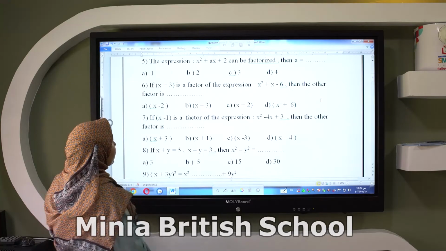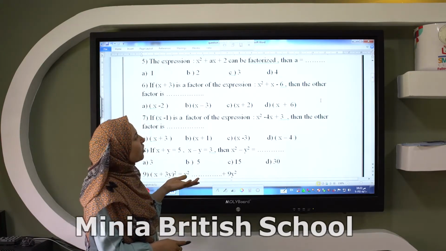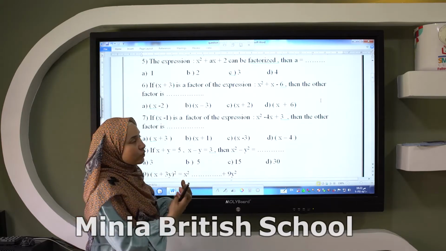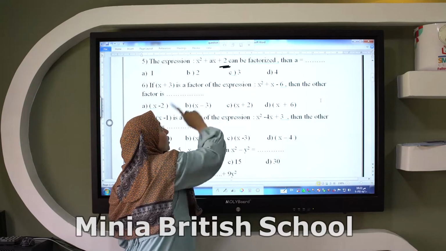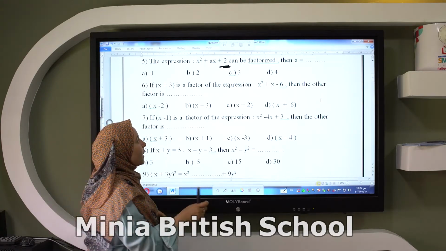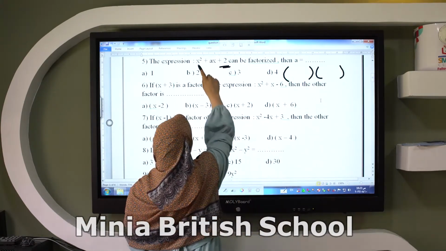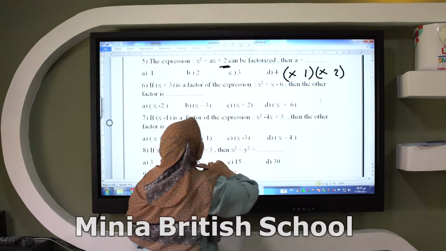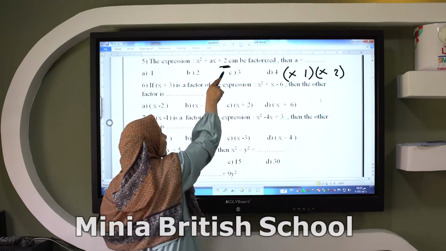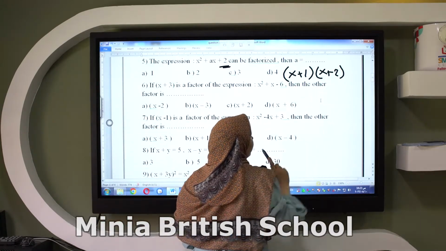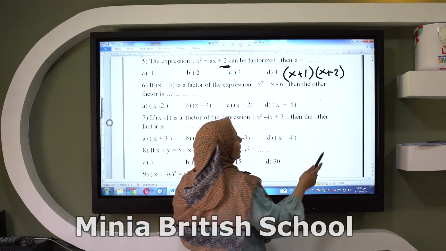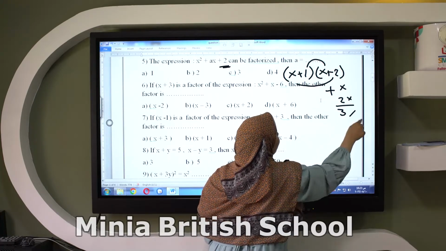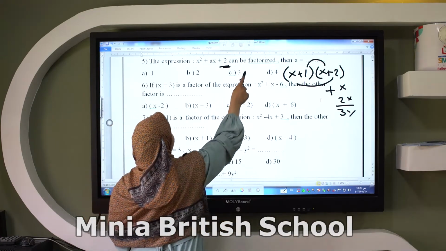Number 5, the expression x power 2 plus ax plus 2 can be factorized. Then a equals what? Now I need to find two numbers whose product equals 2 and whose sum equals what? Factorize x power 2 into x and x, and also factorize 2 into 2 times 1 only. The sign of the last term is positive, so I will take the same sign of the middle term, positive. The middle term equals the sum of the product of extremes and means. So x plus 2x equals 3x. So a here equals 3.